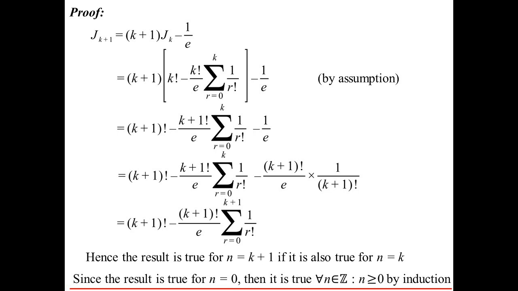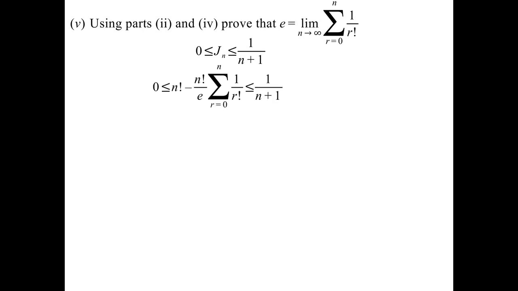Okay, didn't stop there. Now use parts 2 and 4 to prove that actually that sum is simply e. It's an expression for the irrational number e. Well, let's go back to what we worked out before, because it said use parts 2 and 4. In part 2 we showed that Jn was always less than or equal to 1 on n plus 1. I've also put the 0 in there because we know it's positive as well. We've just worked out that Jn is that expression, so that now I know is in between 0 and 1 on n plus 1.